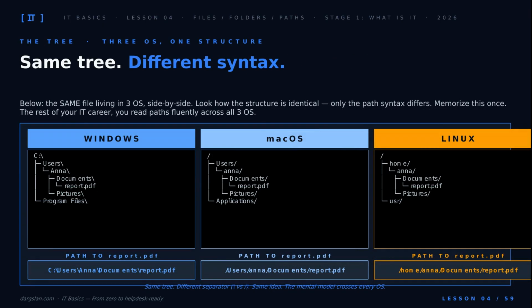Let's prove that promise right now. Here's the same report.pdf living in all 3 operating systems, and look at the shape. Users folder, person's name, documents, file, identical tree. The only real difference is the punctuation. Windows uses backslashes and starts at C:, while macOS and Linux use / and start at a single root slash. Mac tucks people under /Users. Linux tucks them under /home. Tiny dialect difference. Learn this once and you can read a path on any machine you'll ever touch.